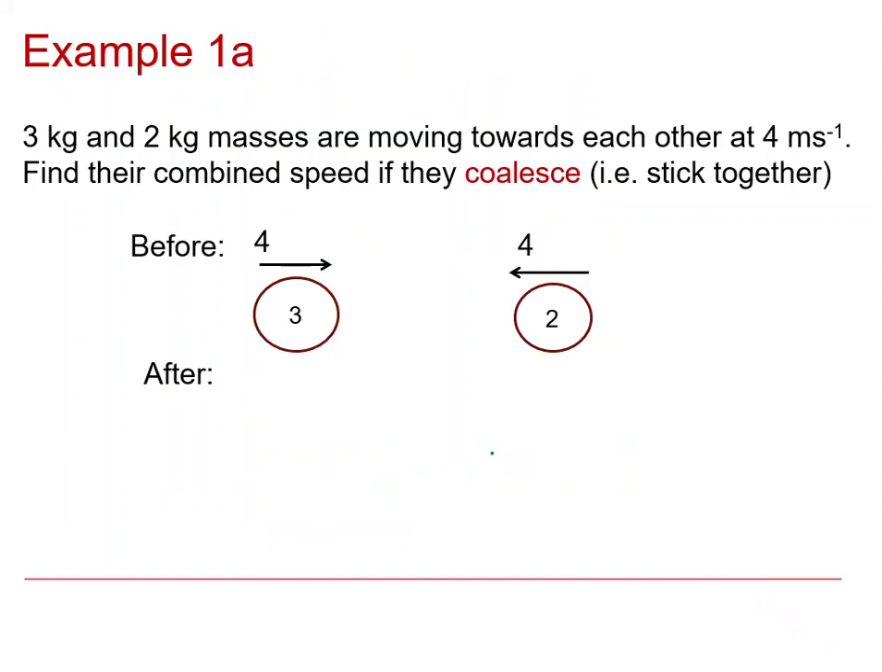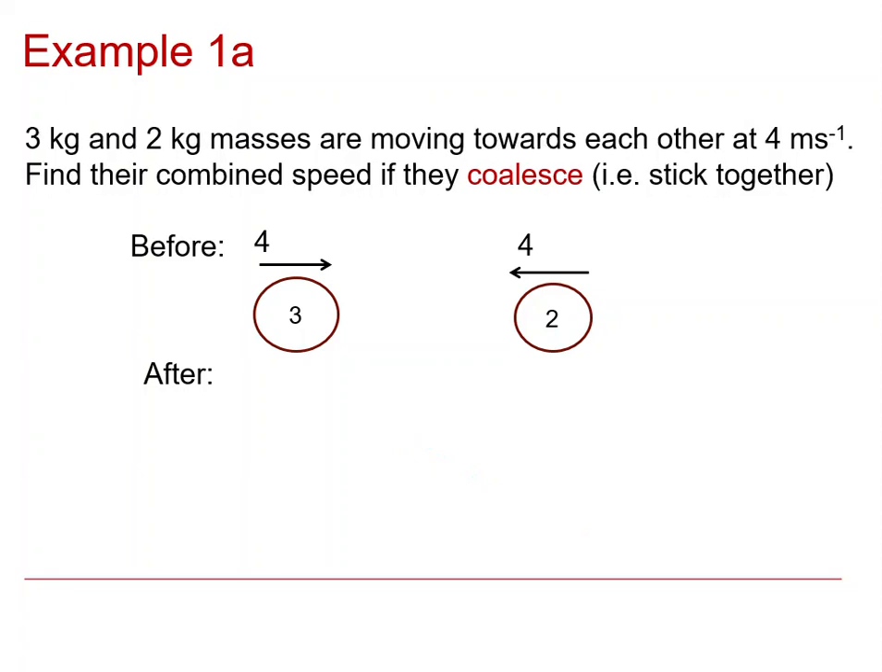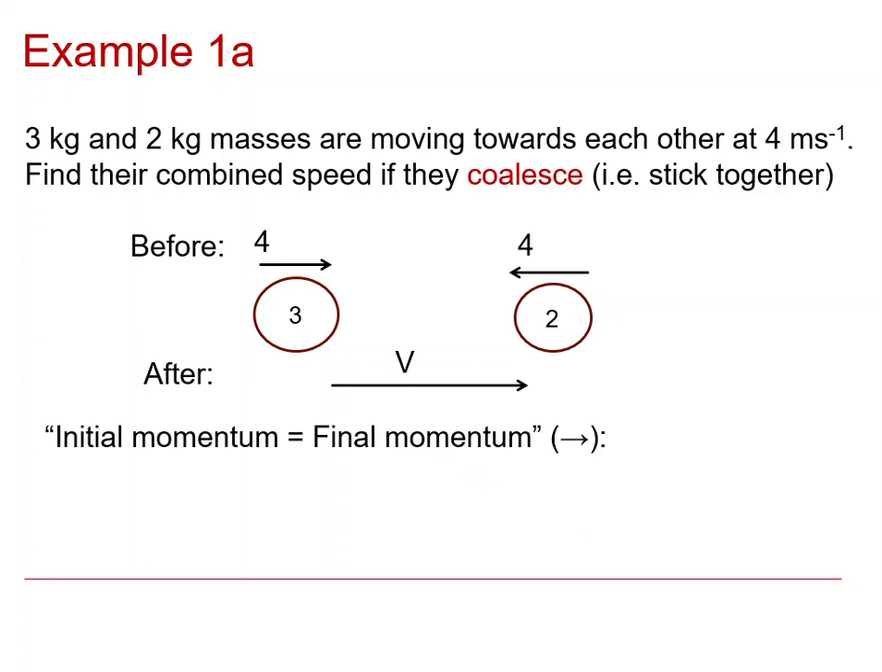Let's look at an example here. A 3 kilogram and a 2 kilogram mass are each approaching each other at 4 meters per second, and we want to know what happens if they coalesce. Well, we'll have a common velocity if they coalesce, so we'll put that onto the diagram. There's the common velocity, and then we can apply the principle of conservation of momentum to find out what v is. So remember, the initial momentum comes by reading off the velocities above the particles and the final below.